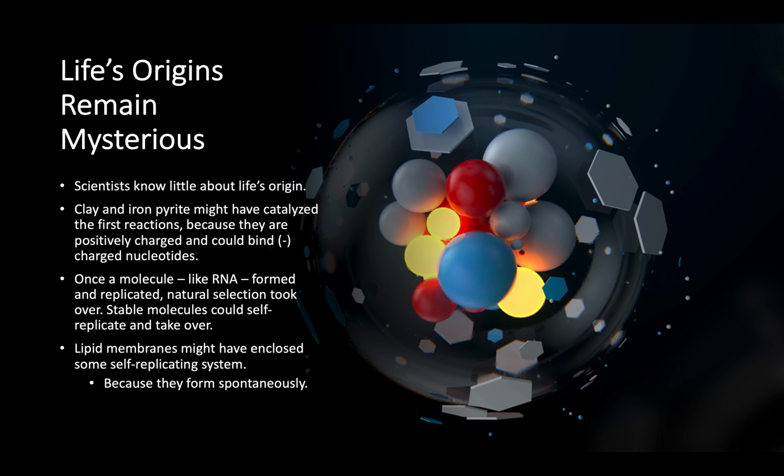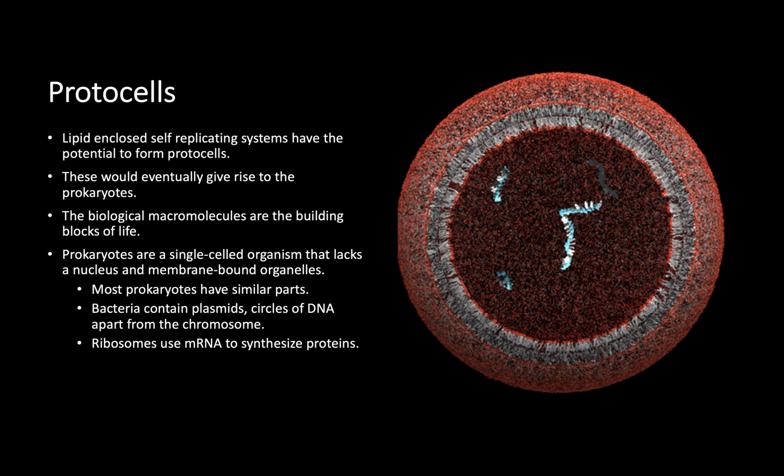Clay and iron pyrite may have catalyzed, basically started the first reactions because they are positively charged and could bind negative charged nucleotides. Once a molecule like RNA formed and replicated, natural selection took over, and then we started the processes that we've spoken about this entire semester, from RNA all the way through natural selection. Stable molecules could then self-replicate and take over. So lipid membranes might have enclosed some self-replicating system because they form spontaneously. This is just one explanation of life's origin.